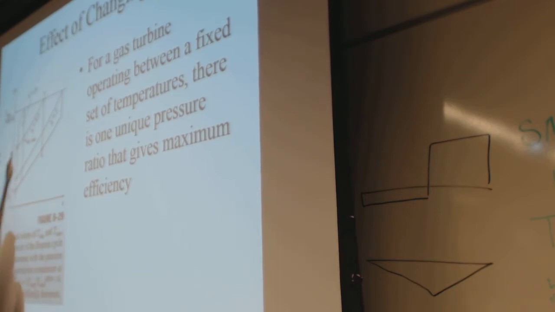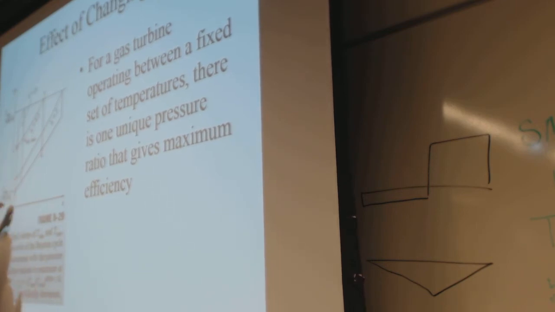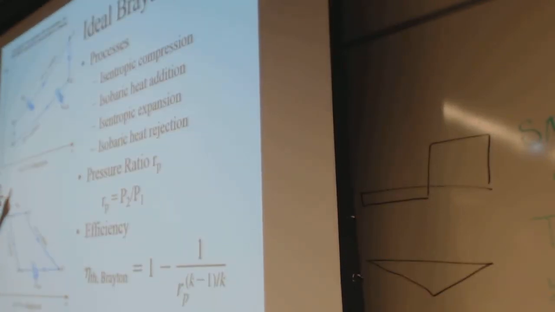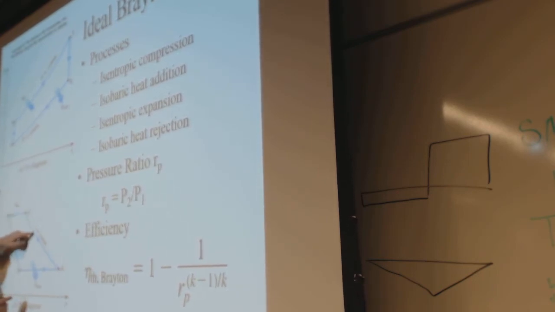So if you think about this TS diagram, remember P times dV is the amount of work, and this is the work that's being done.